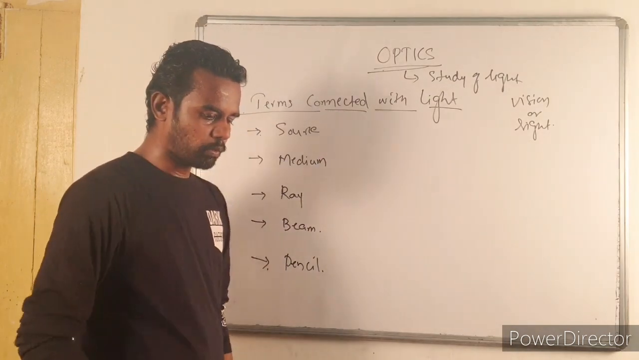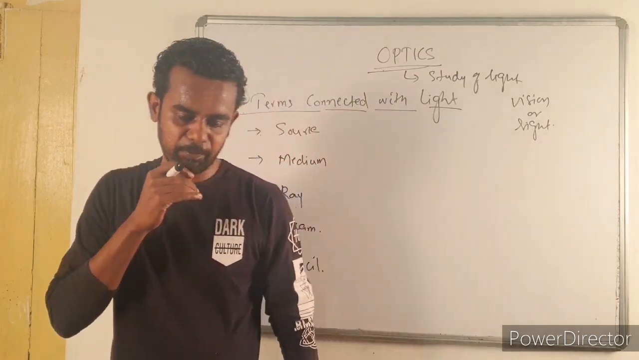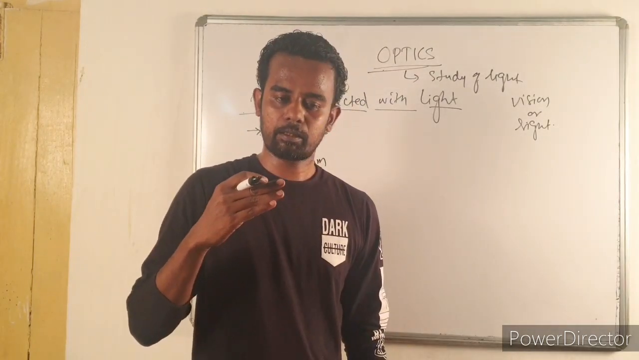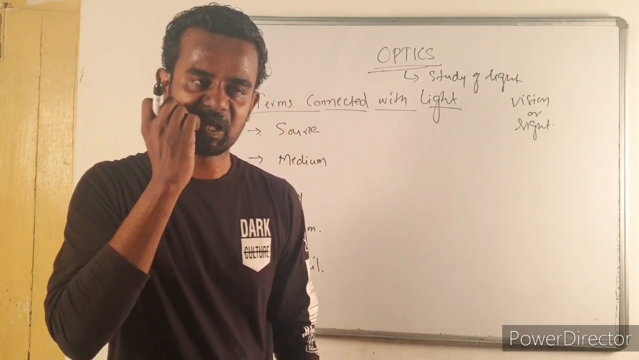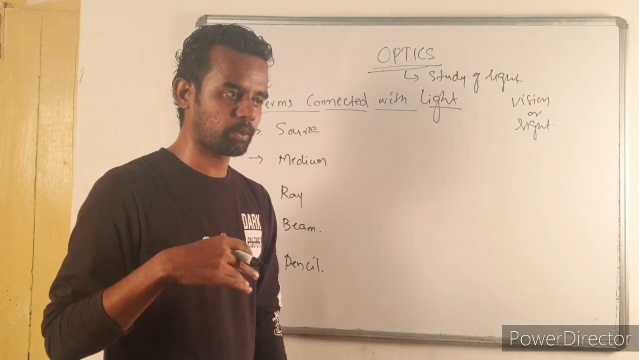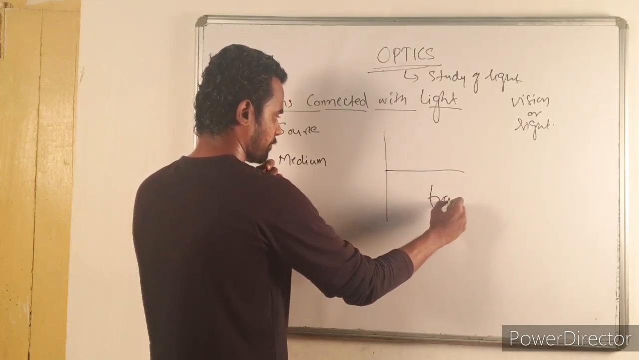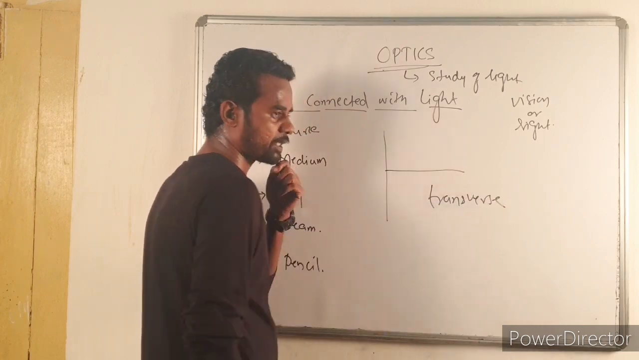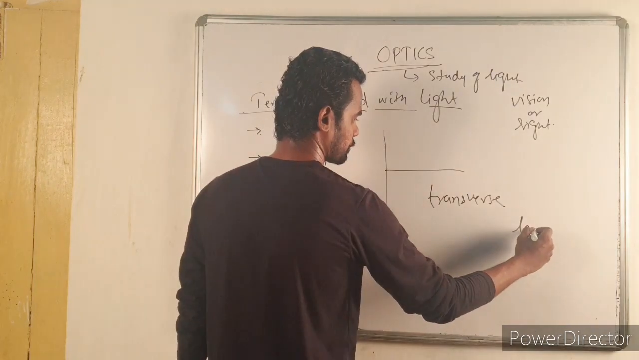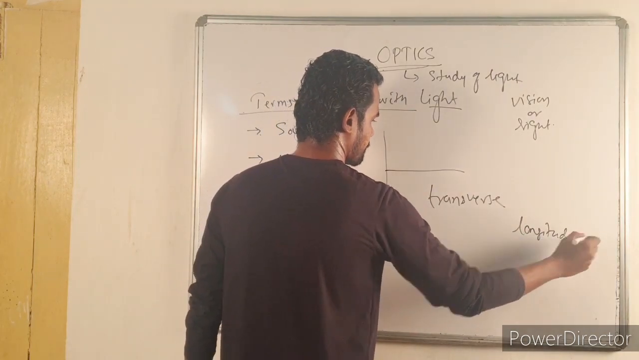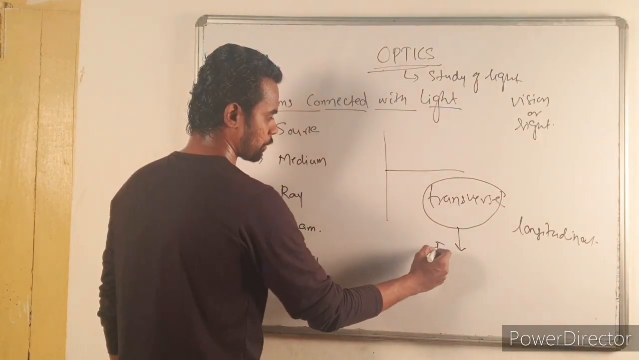Now before going forward, we should know what light actually is. Like I said, light is an electromagnetic wave which produces the sensation of vision. An electromagnetic wave is a transverse wave. Electromagnetic waves are an example of transverse waves, like sound waves are an example of longitudinal waves. Light is an example of transverse waves, and a subdivision is electromagnetic.